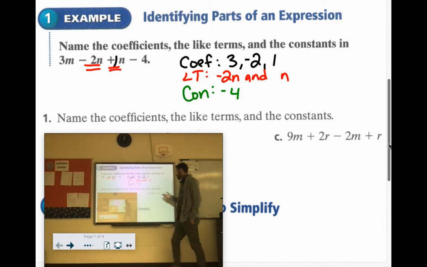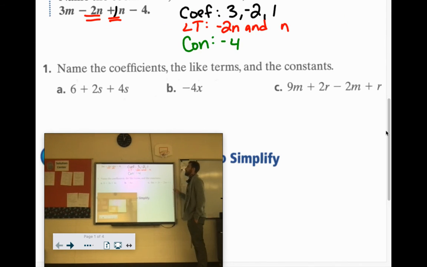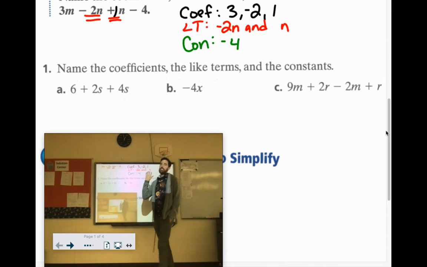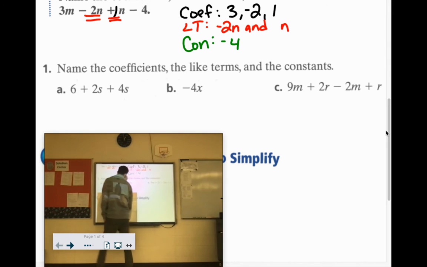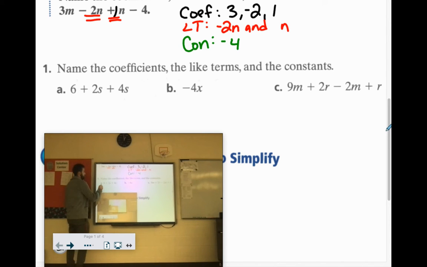So I want you to try it for 3 problems. See if you can name the coefficients, the like terms, and the constants. Pause it here, try it. I will do them right here. Coefficients.